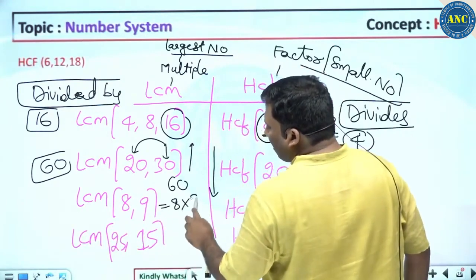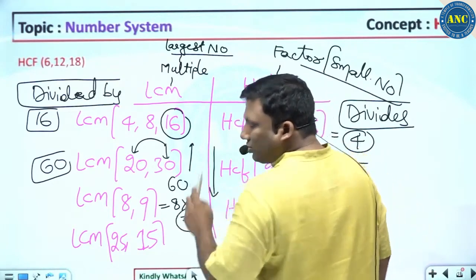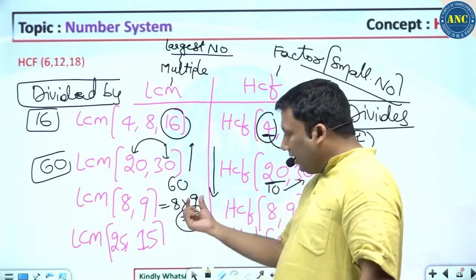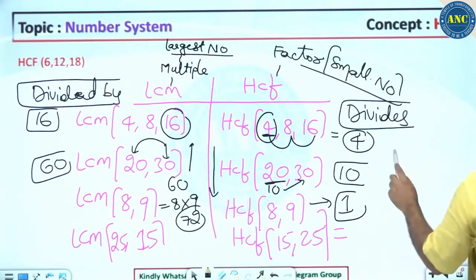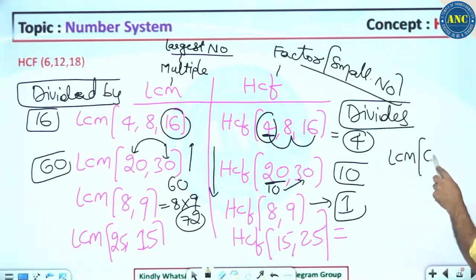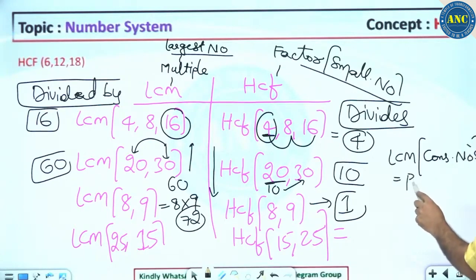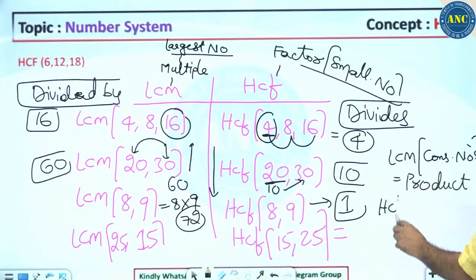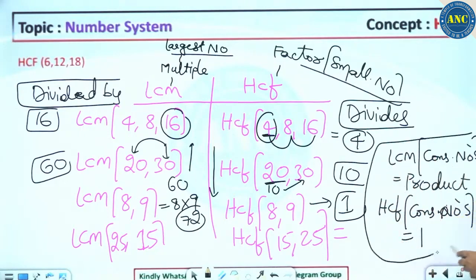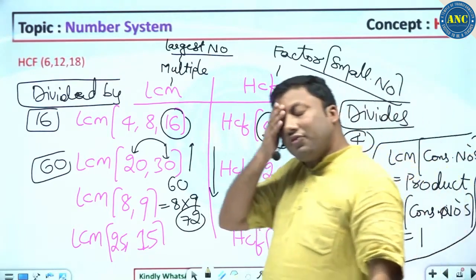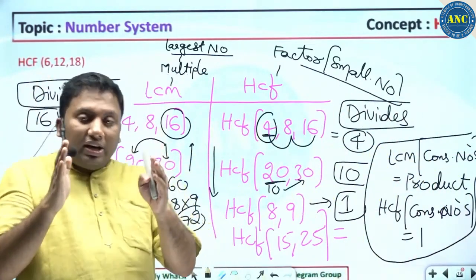8 and 9, they are consecutive numbers. LCM of consecutive numbers is their product. Please write down, sir. LCM of consecutive numbers, it is the product. HCF of consecutive numbers, it is always 1. All these points should be there in your notebook. LCM of consecutive numbers, it is the product. HCF of consecutive numbers, it is 1. I hope you are understanding.